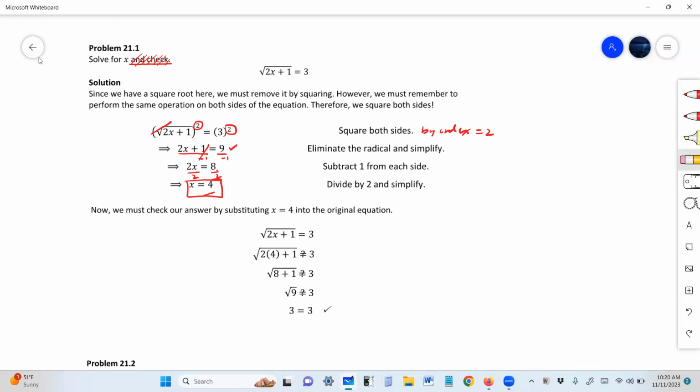So what do we do? Well, we have to check the solution. Must check in the original, right on this one. So what do we do? So we replace x with 4, right? So here we go, radical 2 times 4 plus 1. And we need to check to see if it's equal to 3 after we take the square root. So 8 plus 1, 9, square root of 9, 3. Yep, that checks, which means that this is the solution.